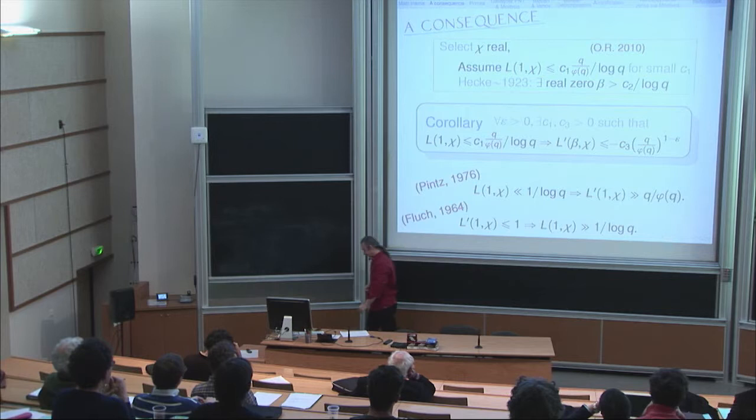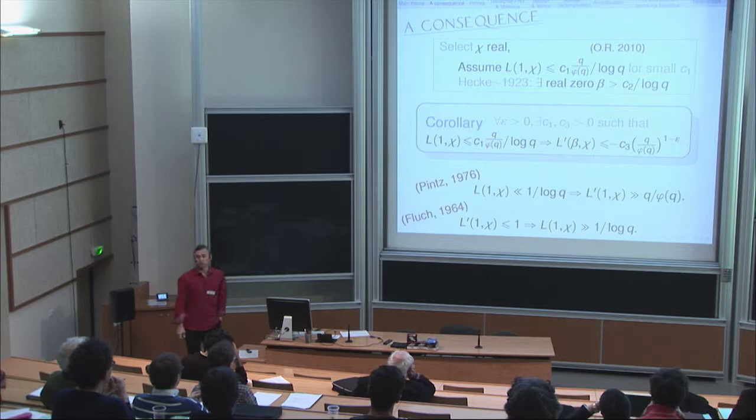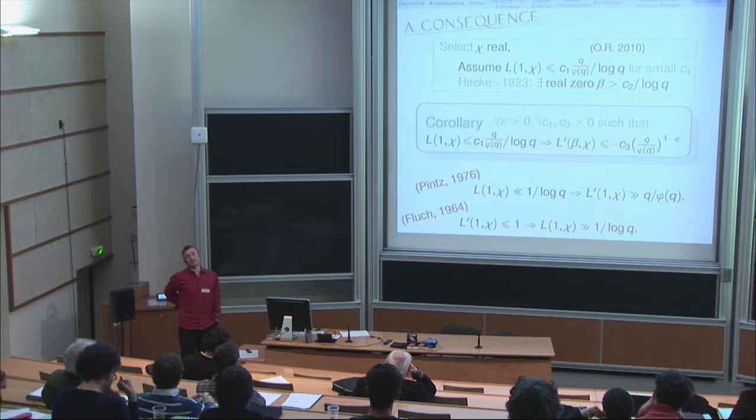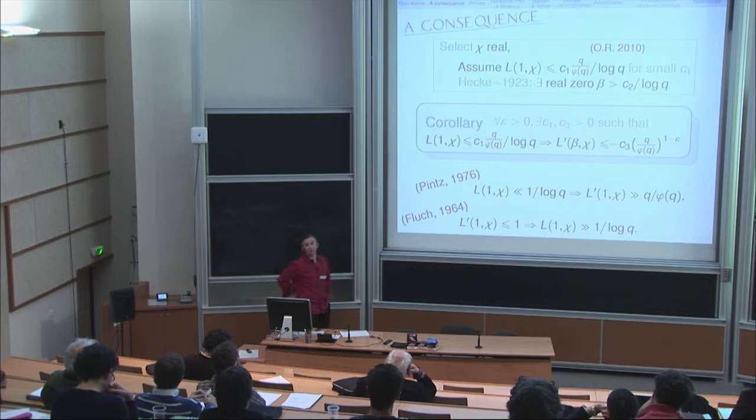There's a small change in that. I added the factor q upon phi of q. That's something I proved recently in a note. That in fact, if there's no exceptional zero, the lower bound for L(1, chi) is q upon phi of q upon log q. It's just a tiny improvement. Maybe it follows from the work of Graham and Ringrose, but I've not been able to compare both results.